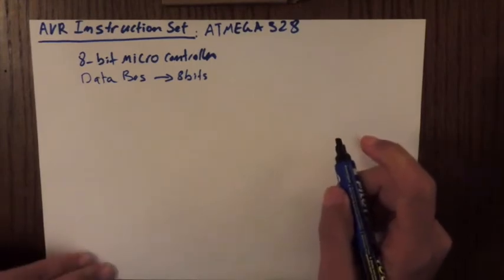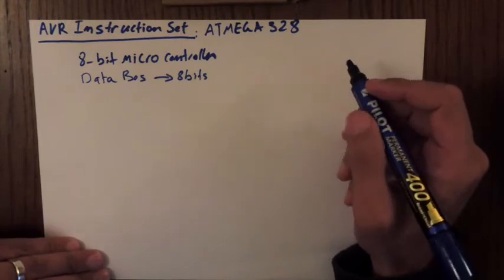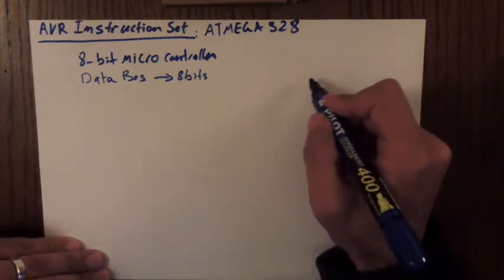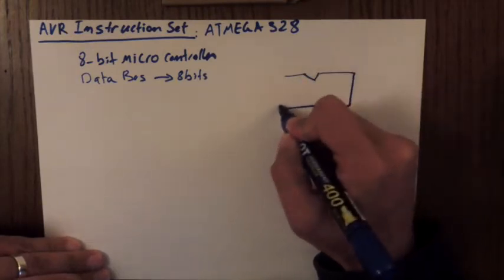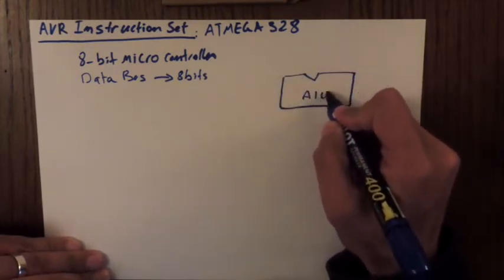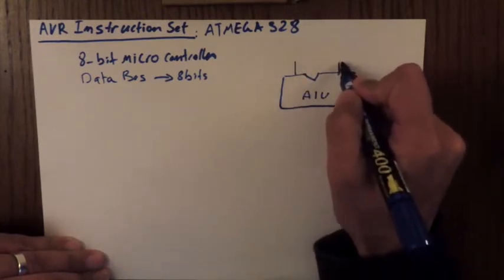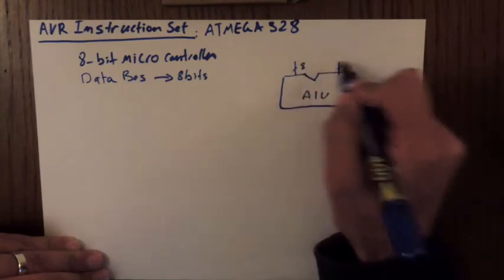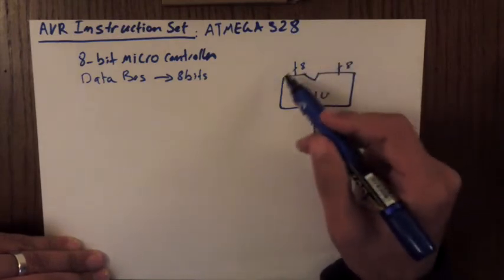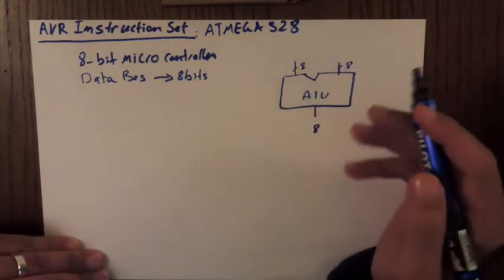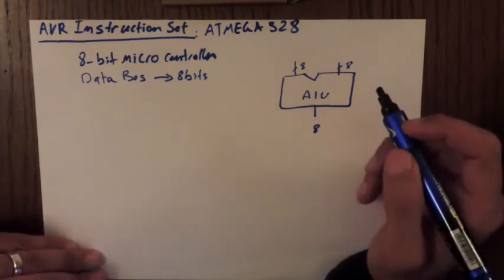So if you want to visualize this a little bit, we can draw some simple architecture for the ATmega328. It's very simplified. So we have an ALU. This ALU does the arithmetic and logical operations. It has two inputs of 8 bits and one output of 8 bits. So we start with the ALU since it's the core of the microcontroller.